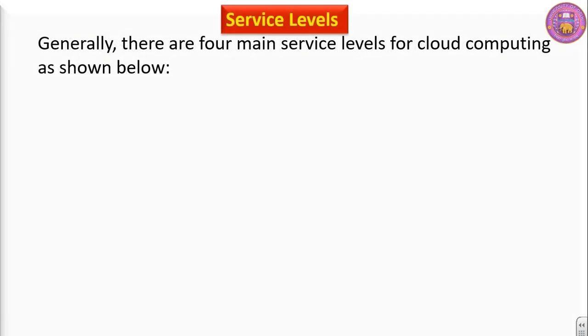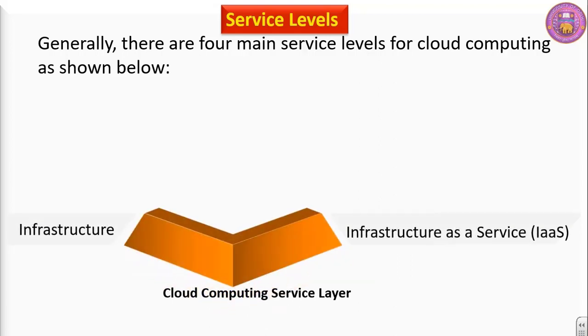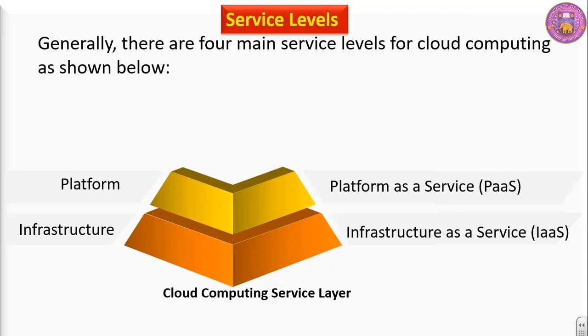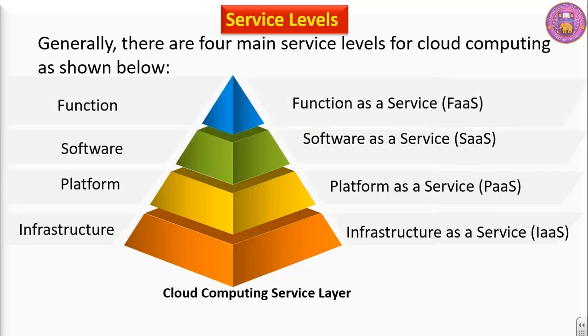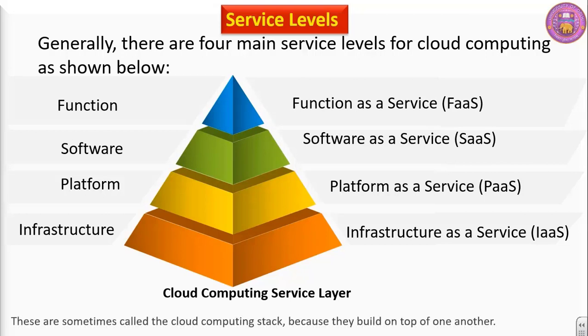Service levels. Generally, there are four main service levels for cloud computing. These service layers are as follows. Infrastructure as a service, IaaS. Platform as a service, PaaS. Software as a service, SaaS. And the last one is function as a service, FaaS. These are sometimes called the cloud computing stack because they build on top of one another.